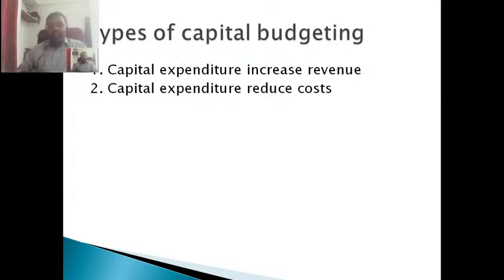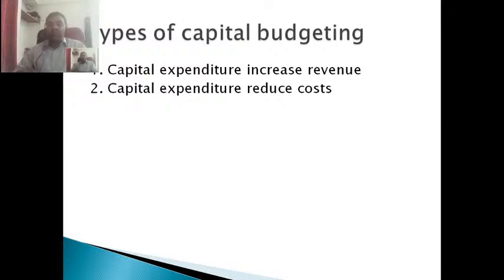Capital budget to increase revenue. If you invest, suppose, in a machine. Today you are making 10 packets a day. If you invest in machinery, you will be able to make 50 packets a day, suppose a food item. Obviously, since you are making 50 packets a day, it is going to increase your revenue, and there is a market for 50 packets. So obviously you will invest in those areas where it will increase your revenue.